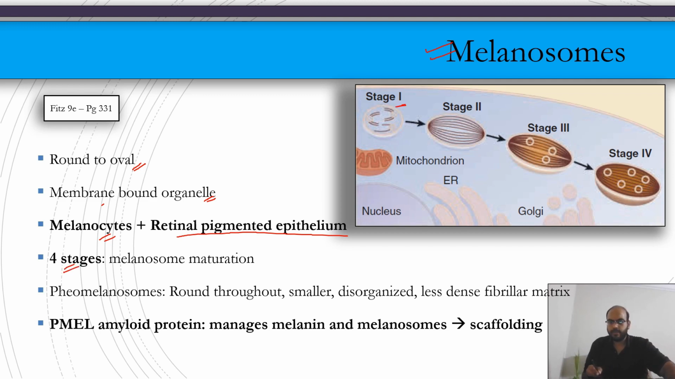You can see here stage 1, stage 2, stage 3, stage 4, and we'll learn what the changes are as the melanosome goes from stage 1 to stage 4. Remember, there are two kinds of melanin. You have eumelanin and pheomelanin, or basically black melanin and red melanin. Stage 1 melanosomes are round, smaller, disorganized, and have a less dense fibrillar matrix. Now, what do we mean by that?